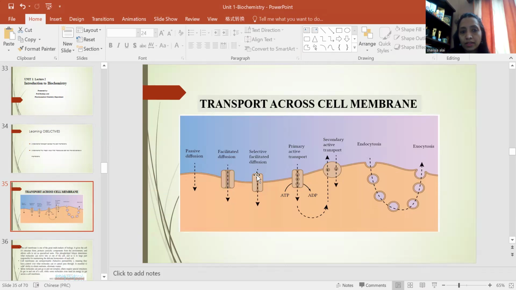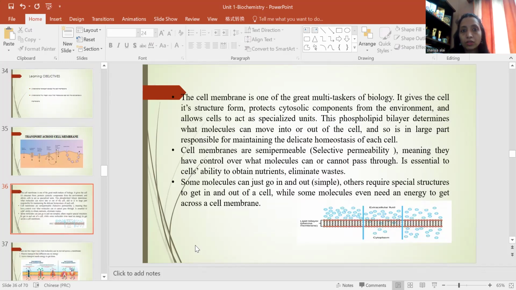Now, as you can see in the picture, there are different types of cell transportation. We will see them one by one: passive diffusion, facilitated diffusion, selective facilitated diffusion, primary active transport, secondary active transport, and endocytosis and exocytosis, and so on. The cell membrane is a great multitasker for biology.